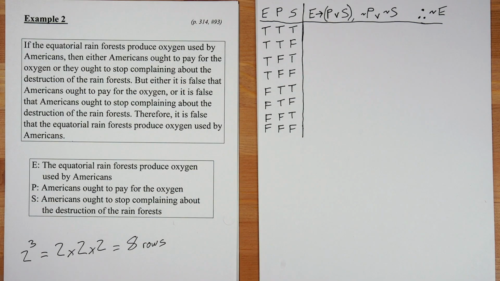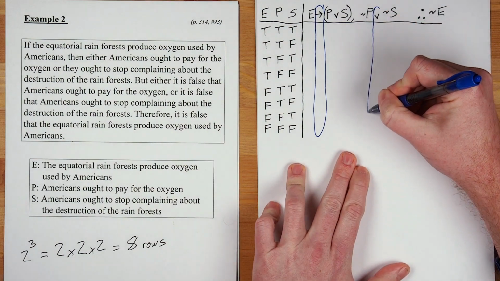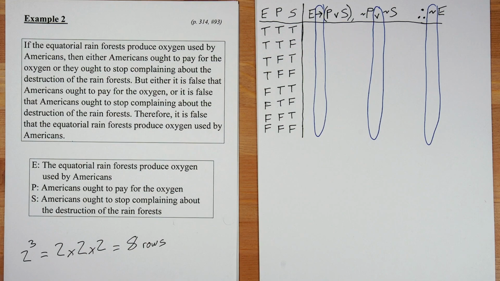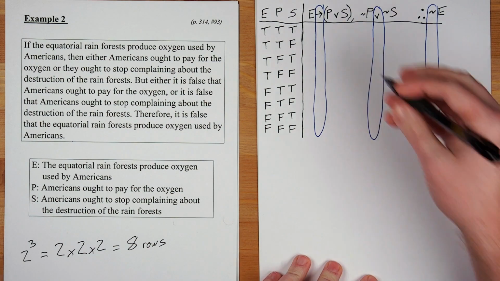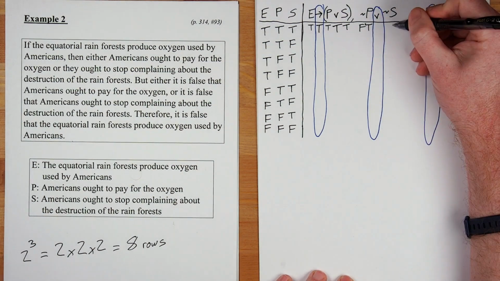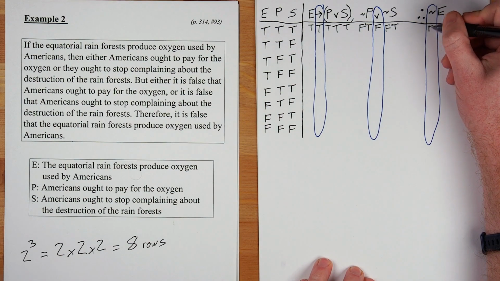Now that we've completed the left side of our table, we need to complete the right. So first we draw our circles to create columns under the main operators of each premise as well as the conclusion. Then we start filling in truth values. On the first line, all our letters are true. This makes the disjunction in premise 1 true, which makes premise 1 true. Not P will come out false, and so will not S, and this makes premise 2 false. And since E is true on this line, our conclusion, not E, will come out false.